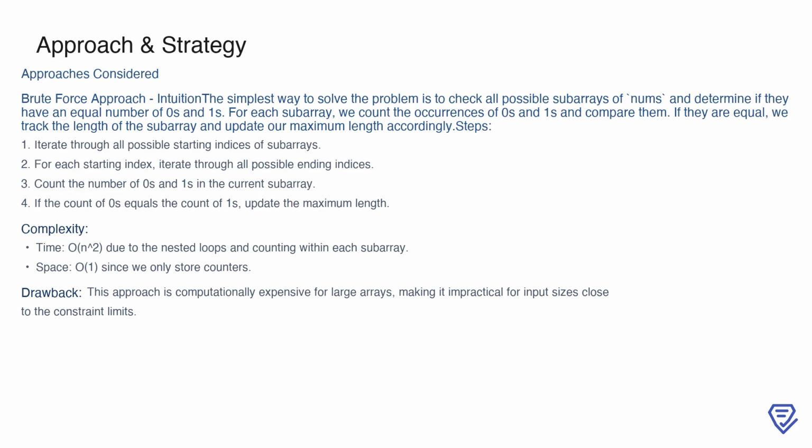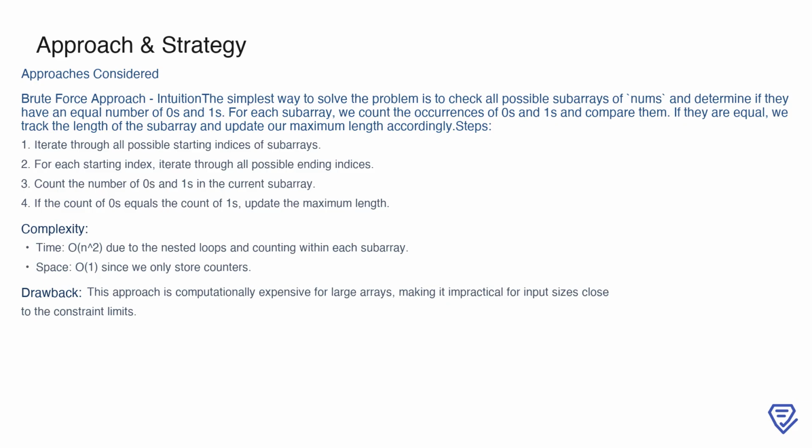The intuition here is straightforward. For every possible subarray in the input array, we count the number of zeros and ones and check if these counts are equal. If we find such a subarray, we calculate its length and update a variable to keep track of the maximum length seen so far.